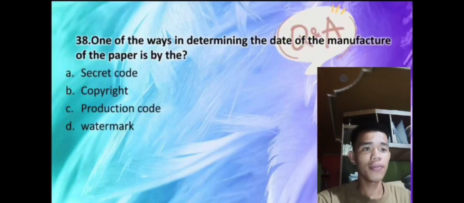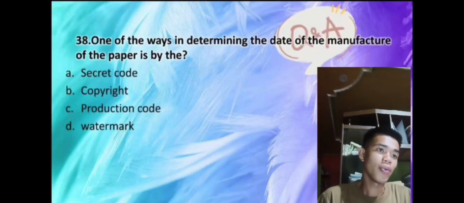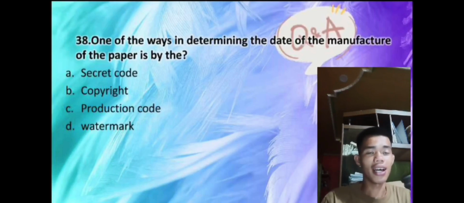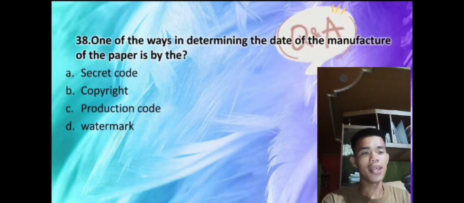38. One of the ways in determining the date of the manufacture of the paper is by the. Ang keyword is ways in determining the date of the manufacture. Ang choices is letter A, secret code, B, copyright, C, production code, D, watermark. Ang correct answer kay letter D, watermark. Watermarks are designed and embedded into the paper during the manufacturing process and can help identify the manufacturer and the date of production. Kari ang mga maling choices, letter A, B, and C.